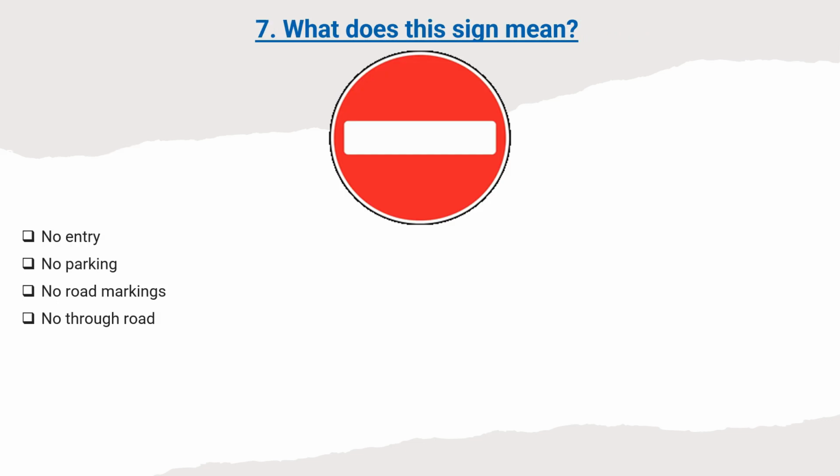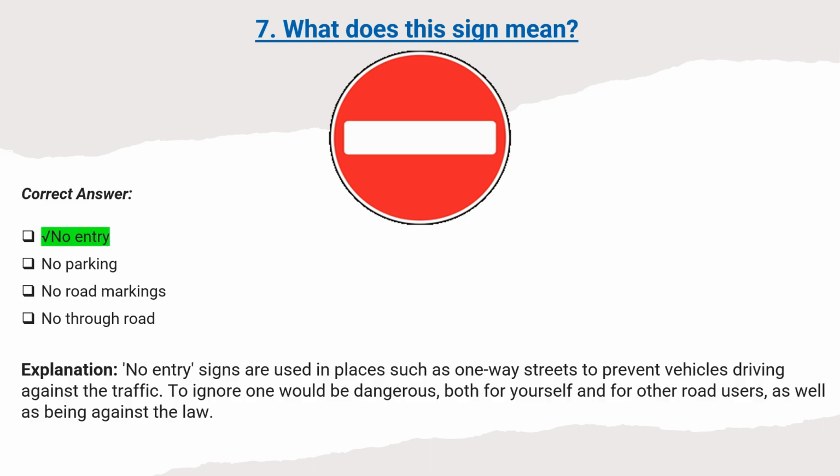7. What does this sign mean? No entry, no parking, no road markings, no through road. Correct answer: no entry. Explanation: no entry signs are used in places such as one-way streets to prevent vehicles driving against the traffic. To ignore one would be dangerous, both for yourself and for other road users, as well as being against the law.